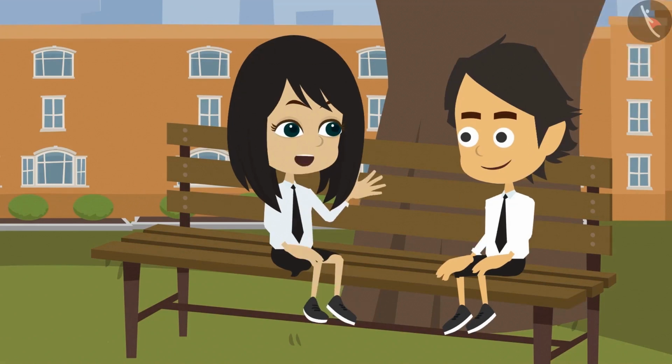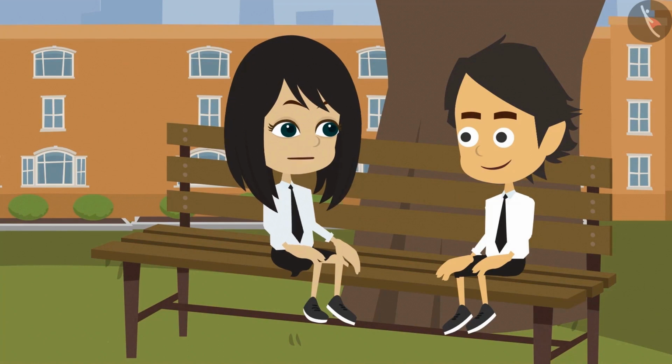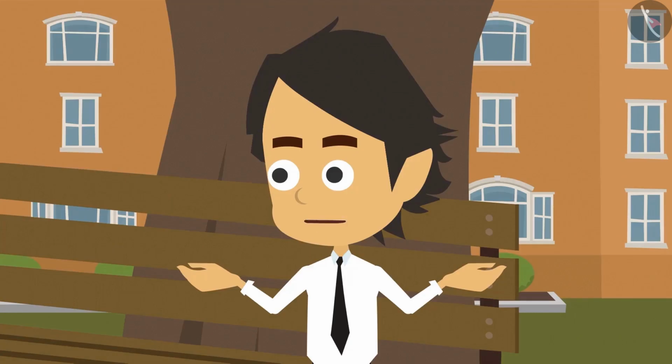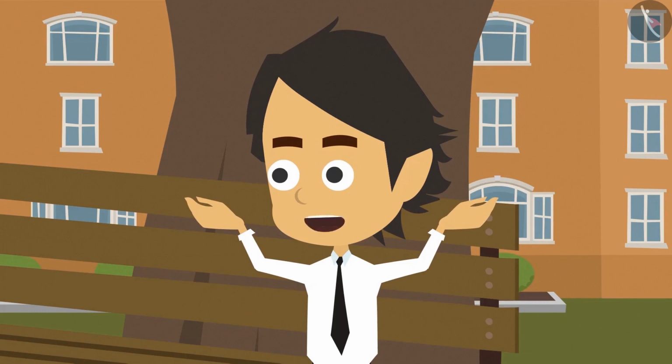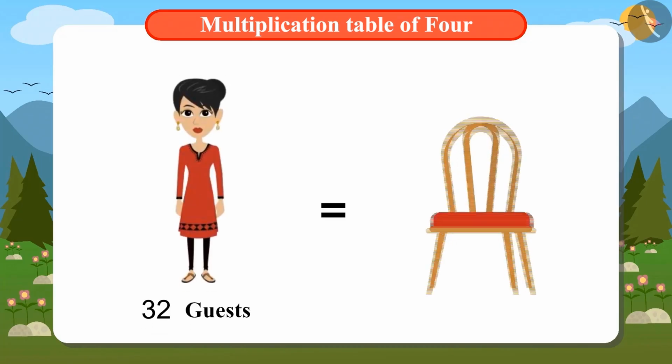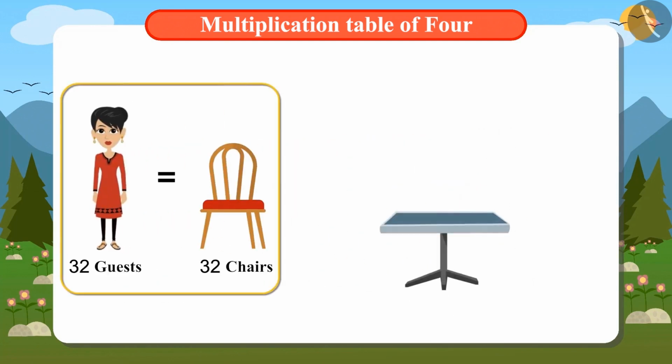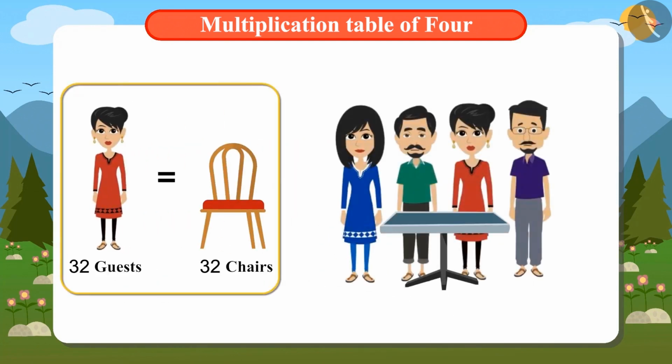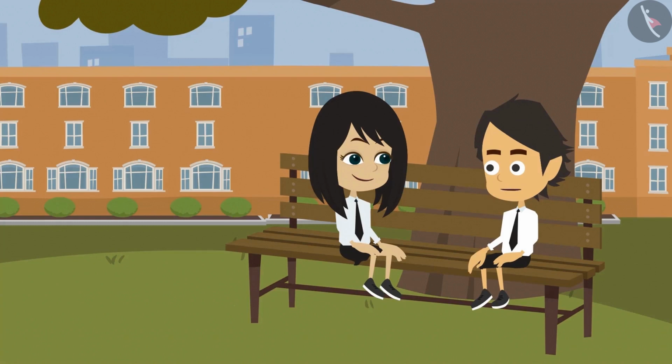You can find out the number of tables in the same way you found out the number of chairs. It's not that simple. It is very easy to find out the number of chairs. There are a total of 32 guests coming. So the number of chairs also will be 32. But a table will be used by many, and that is why I am puzzled.